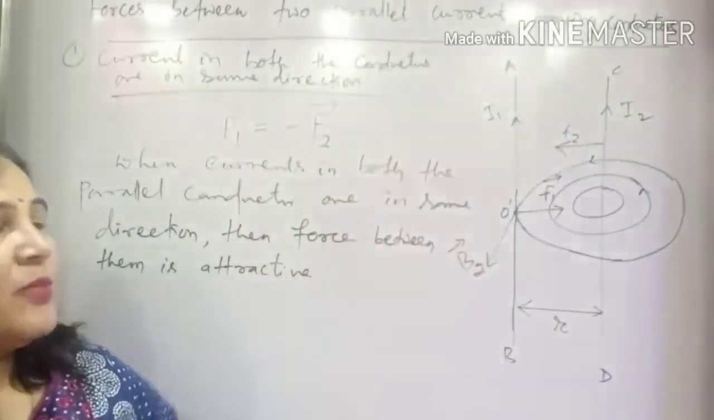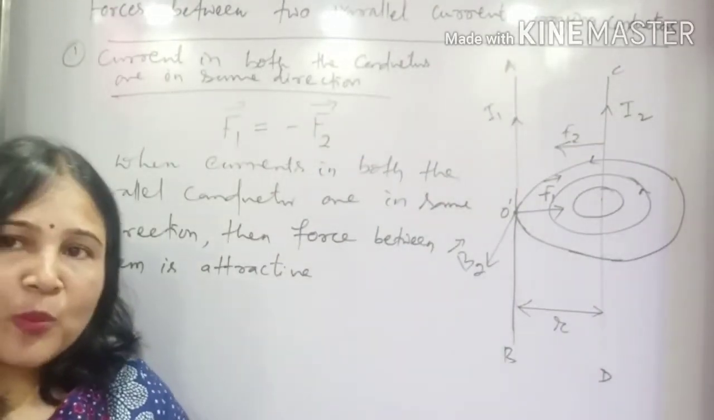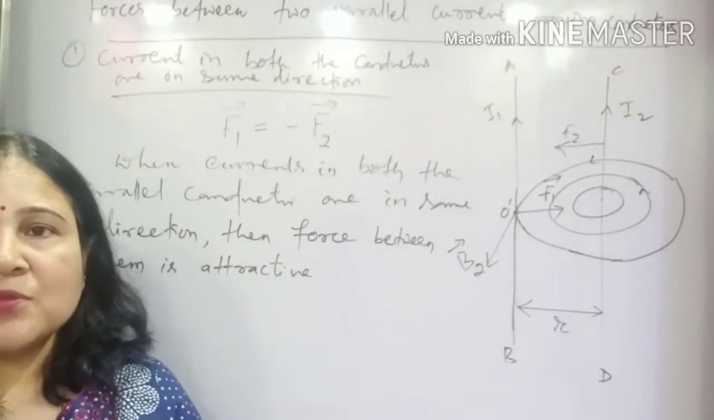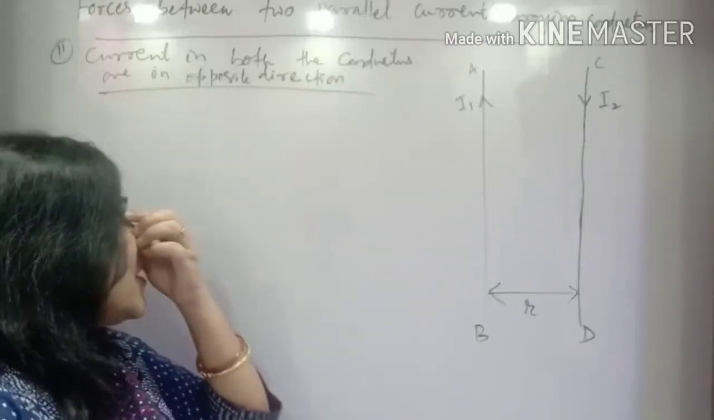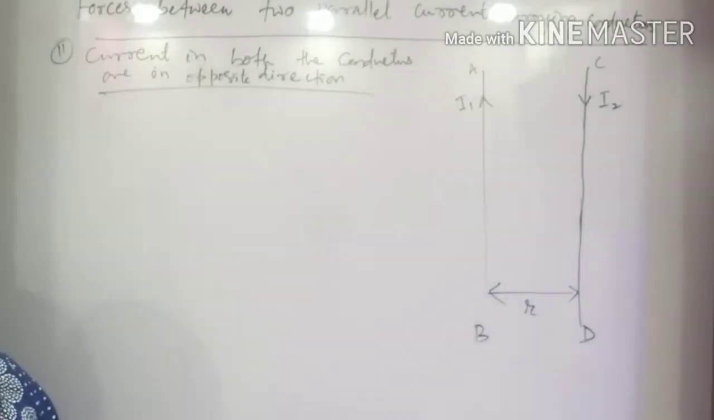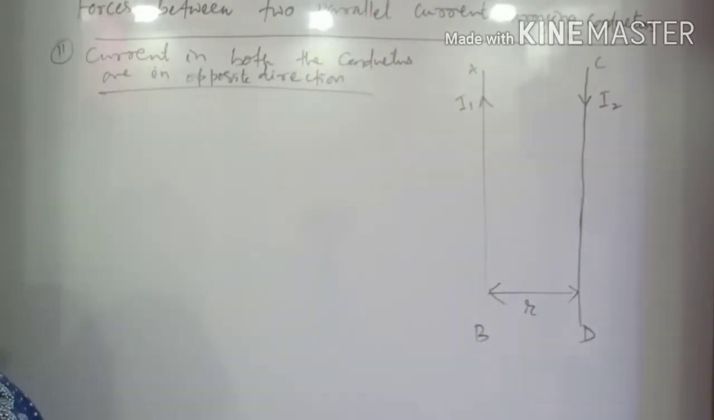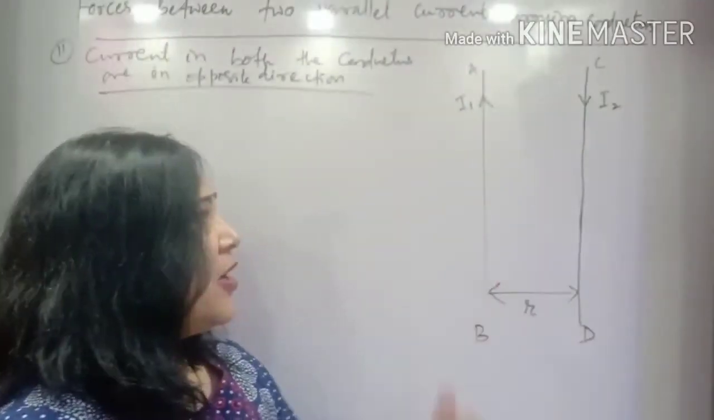Now similarly we can show that when the current flowing through both the conductors is in the opposite direction, the forces will be repulsive in nature. So under forces between two parallel current carrying conductors, we are now discussing the second case, where we have to find the force between these two conductors when the currents flowing through them are in opposite directions.